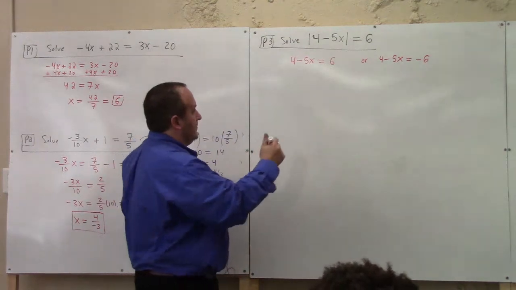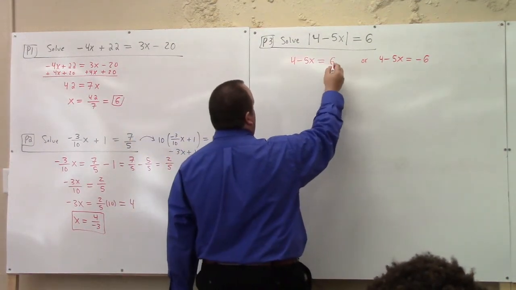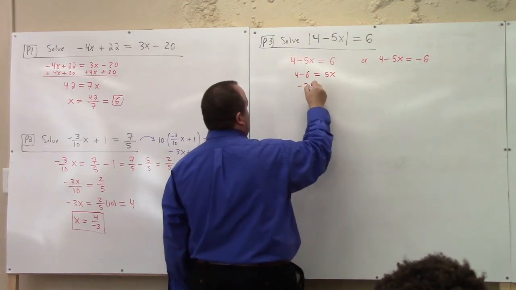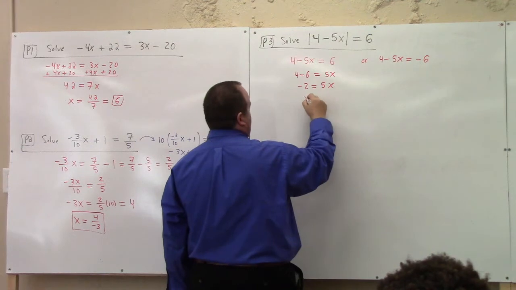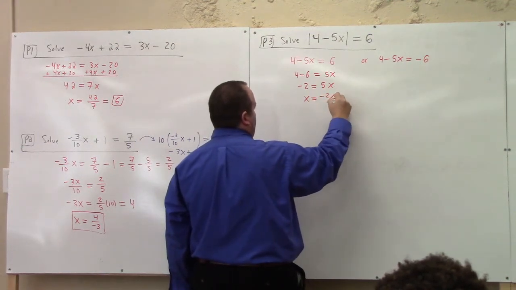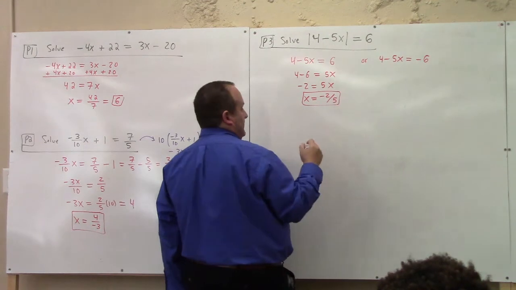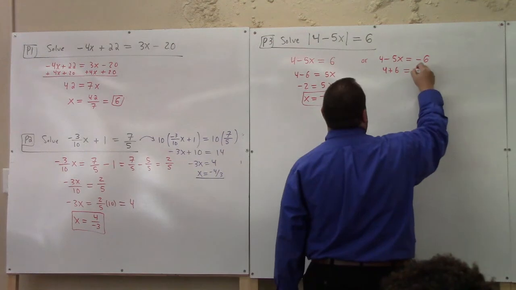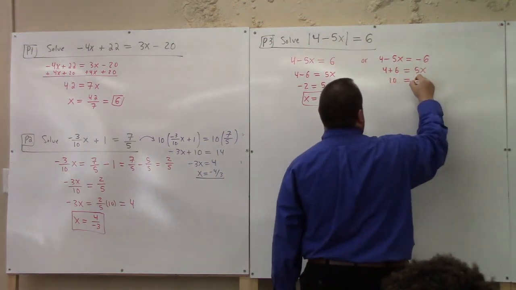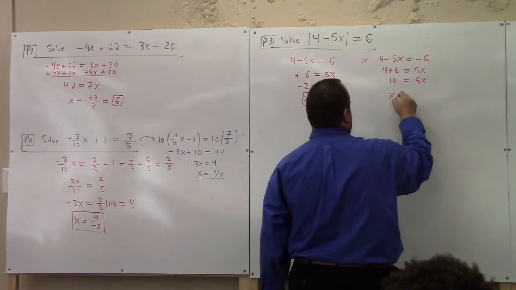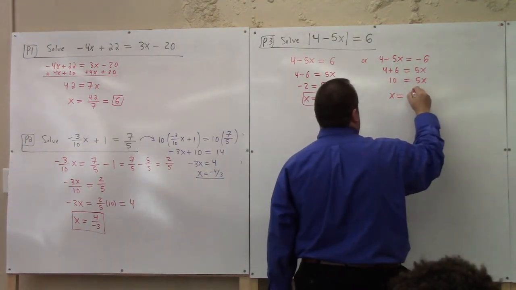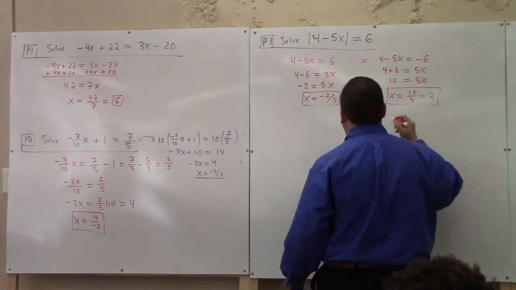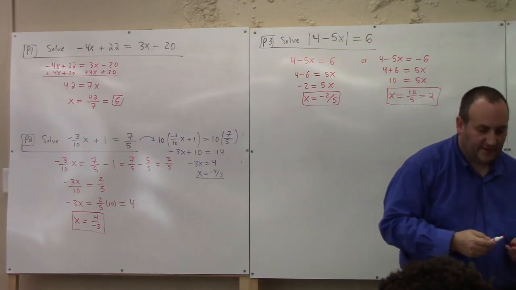And, okay, so we get 4 minus 6 equals 5x, which is minus 2 equals 5x, which gives us x is equal to minus 2 over 5. That's one of my solutions. And over here, we get 4 plus 6 equals 5x, which is 10 equals 5x, which gives us x equals 10 over 5, which is, of course, also known as 2. So 2 solutions for that one.